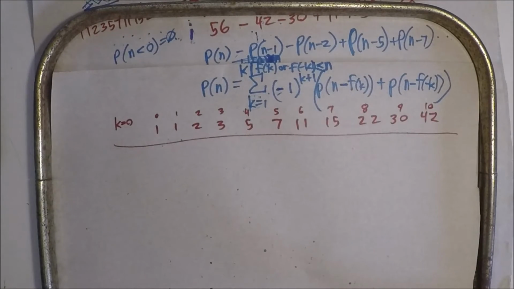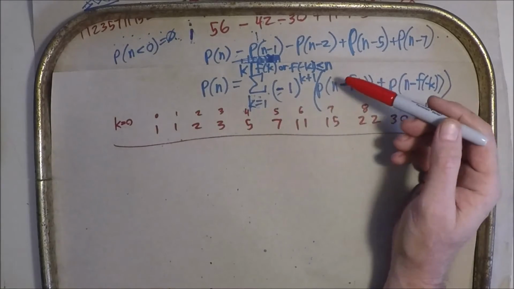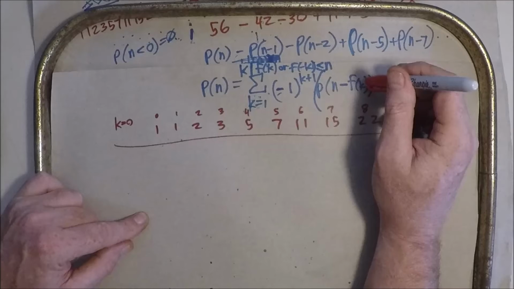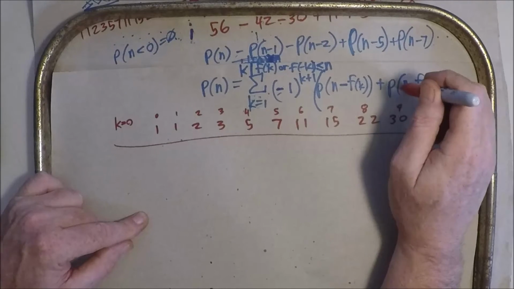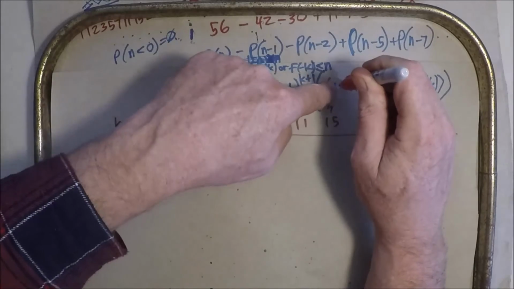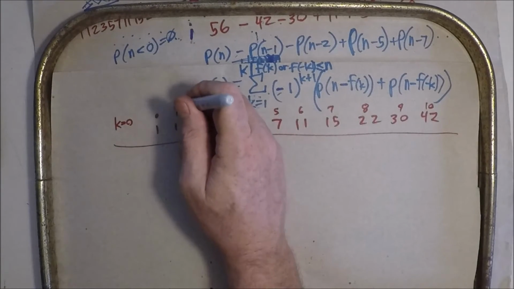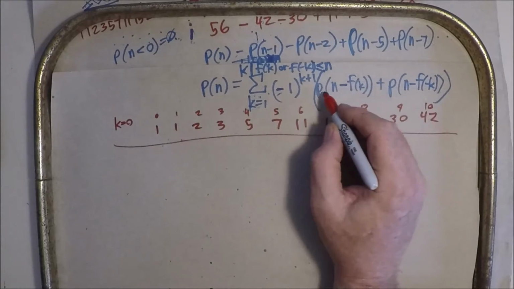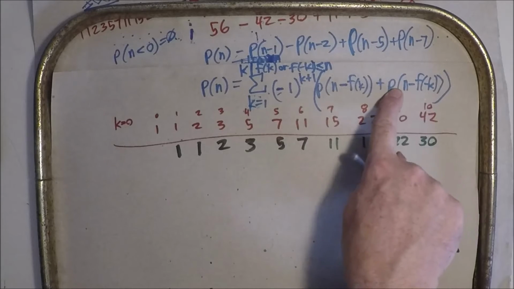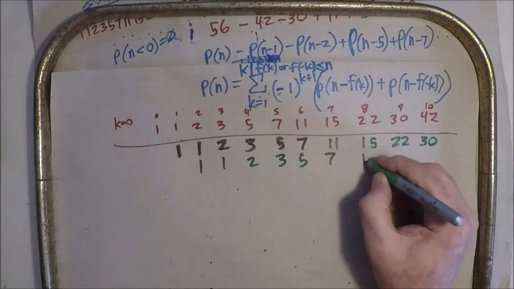In other words, at k equals 1, we are adding p of n minus f of 1, which is 1, so p of n minus 1, and then that's n minus 2 there, obviously. But if we just fixated on this and looked at what happens as n goes from 1 on up, we're going to have a sequence placed at the 1st position that is essentially a copy of this. So 1, 1, 2, 3, 5, 7, 11, 15, 22, 30, and then we're going to be adding n minus 2, so that means we'll advance to the 2 here. Again, it's just another copy: 1, 1, 1, 2, 3, 5, 7, 11, 15, 22.